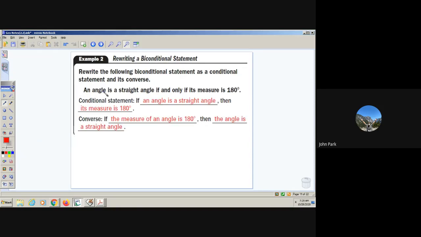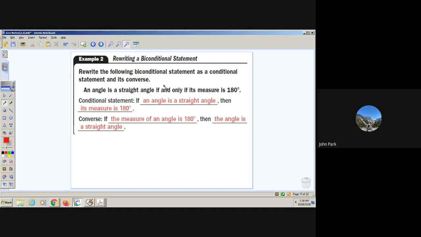So let me show you here. This will be: if an angle is a straight angle, then its measure is 180 degrees. So you just write it in order using if and then, like we did last time, right? Now the converse is to switch the hypothesis and the conclusion. So if the measure of an angle is 180 degrees, then the angle is a straight angle.